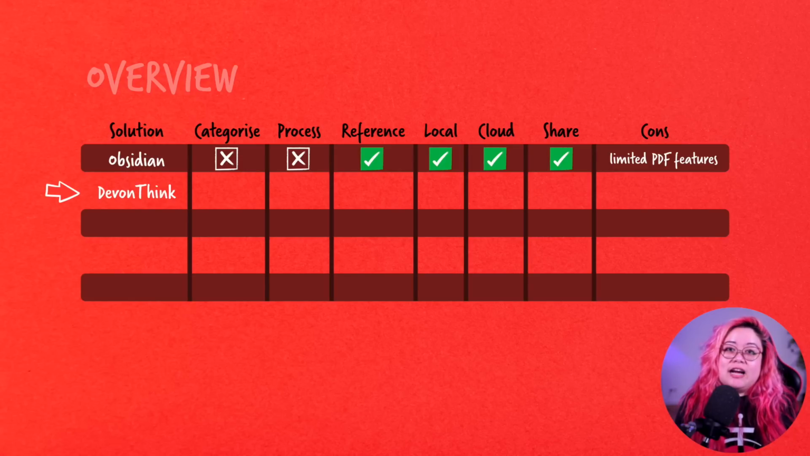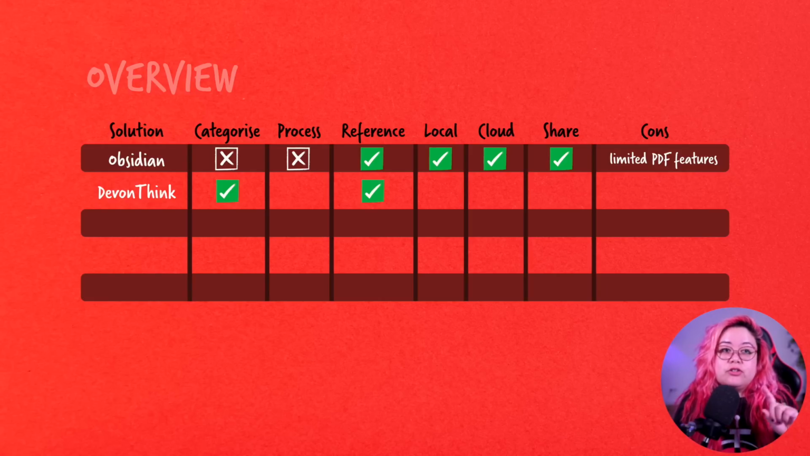The second option is DevonThink. I first heard about DevonThink from my friend Leah Ferguson, who uses it quite extensively. But let's see how it does on the rubric that I have come up with. It gets a tick for categorization because you can tag things on DevonThink. You can also do deep links on DevonThink, so it's a tick for that. And it does really well when everything is local.